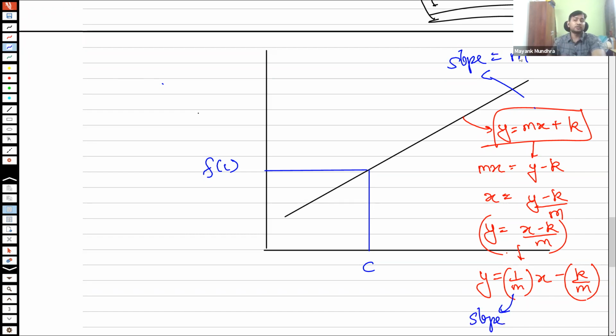When you multiply the two slopes, m into 1 by m, you get 1. So what happens is that when you take the inverse of a line, the x-axis becomes the y-axis and vice versa. That is essentially what I've done here. I rearranged the equation till this point, and then I replaced x with y. So you change x-axis with y-axis.